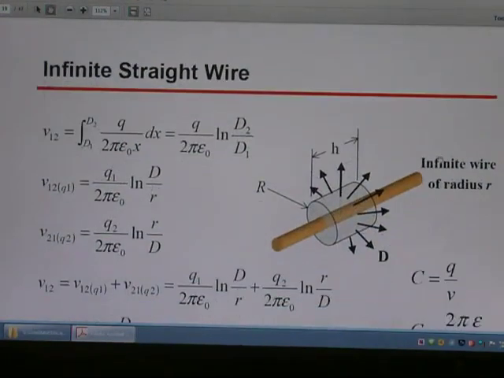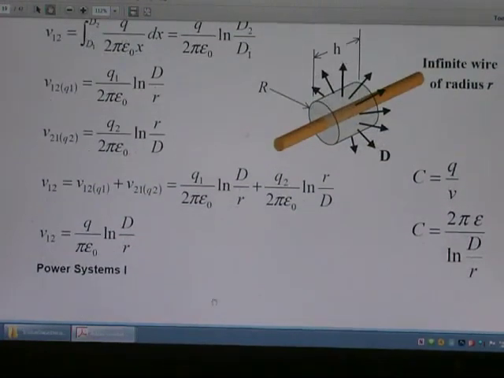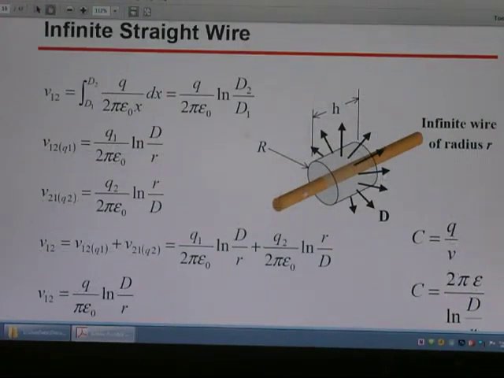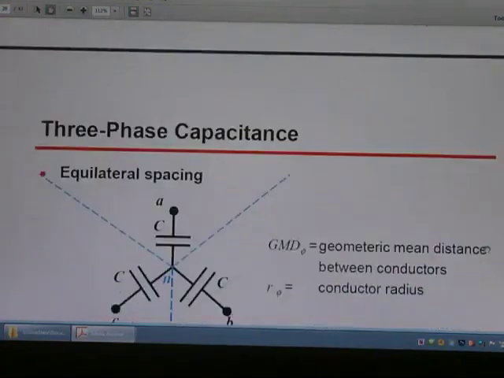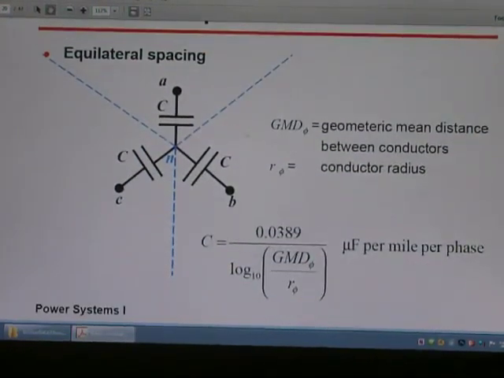For the infinite wire, this is the voltage calculation and the capacitance calculation. We calculate the voltage and the capacitance by these equations.